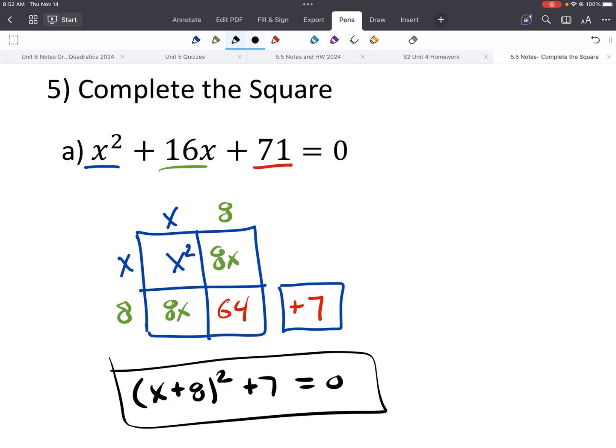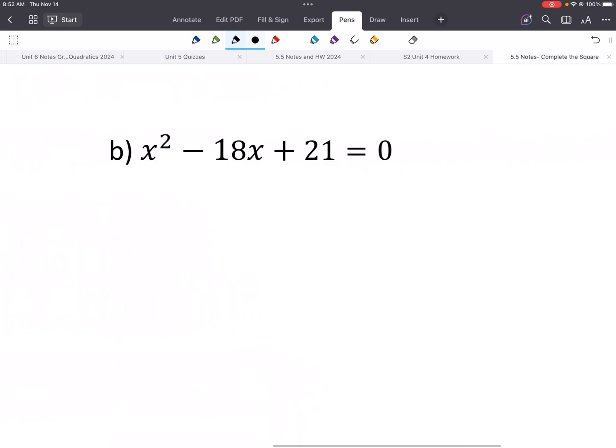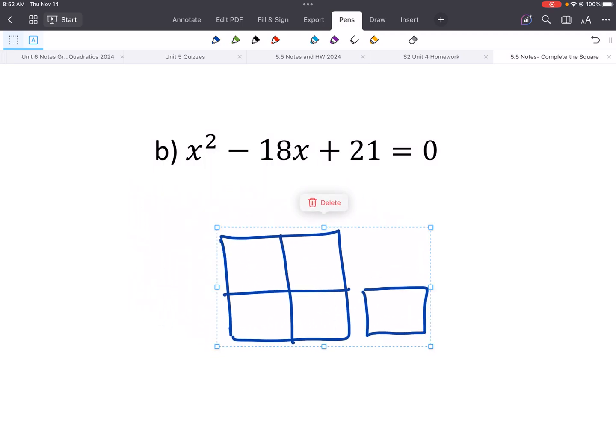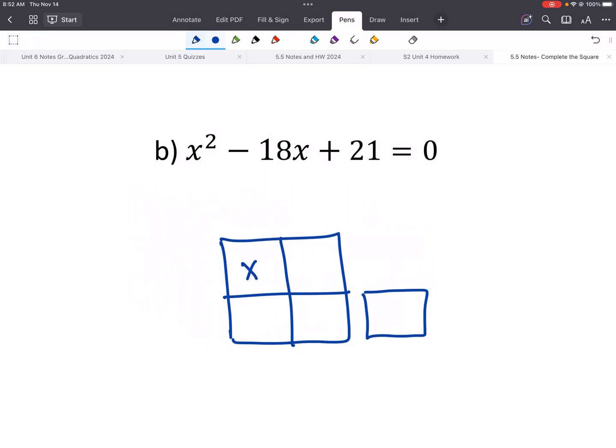Okay, and so here we could solve: we could subtract 7, square root both sides, don't forget the plus or minus, and then subtract the 8, and that would give us our two solutions. Okay, here's another one. Do our little box and put in our x. Half of 18 is negative 9.